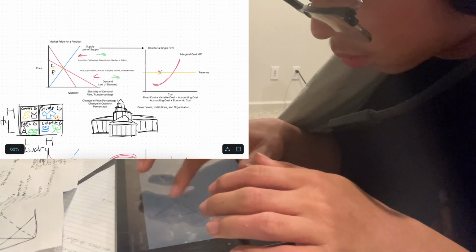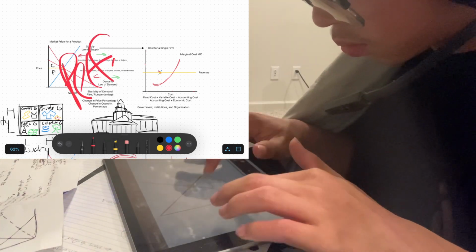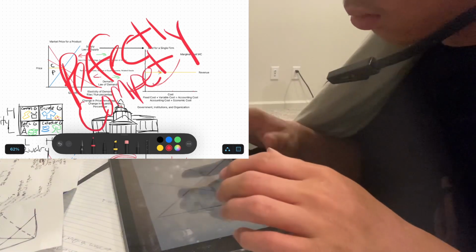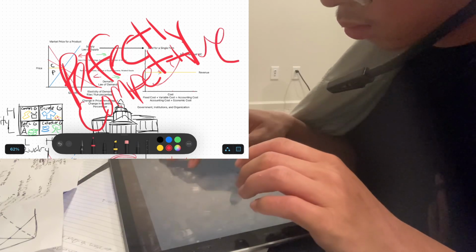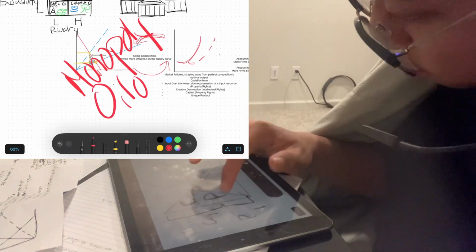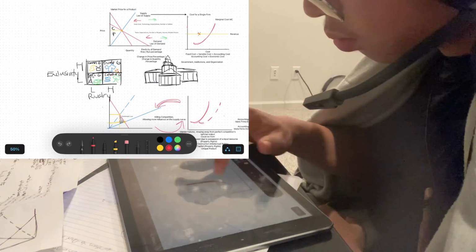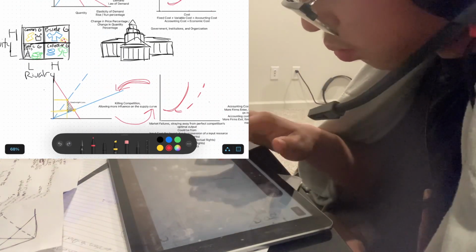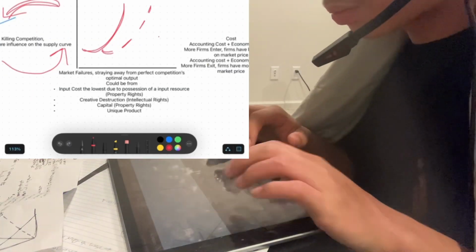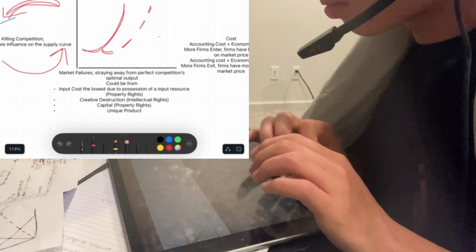The two graphs that you observed are mostly part of the perfectly competitive markets, such as gas stations, where there's a high number of sellers and buyers, and the product is identical between two gas stations. However, the graphs below show more monopolistic markets and oligopolies, where there are market failures. The reasons for market failures are plentiful. They could derive from input costs being the lowest due to possession of the input resource, or creative destruction, where they have the optimal technology, or just having a lot of capital in general.